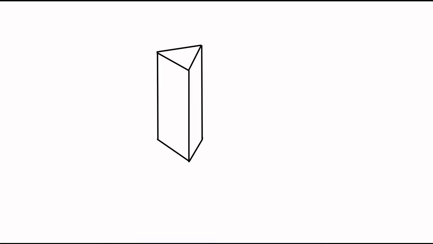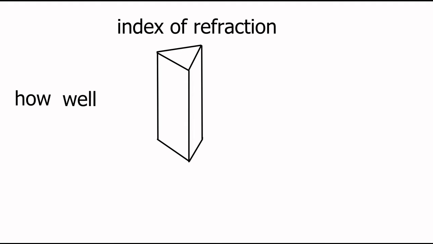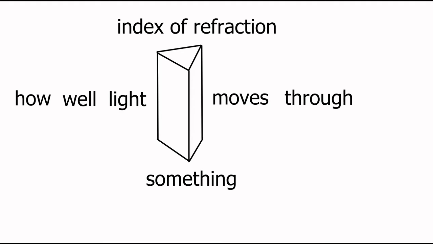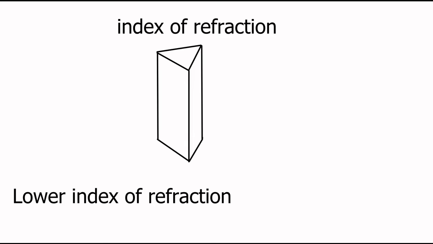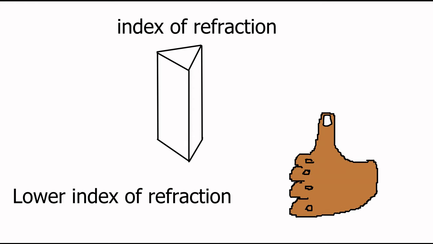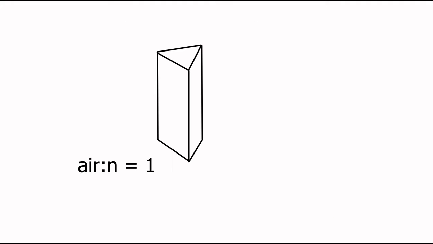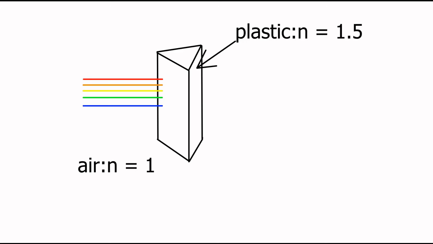So how does a prism break up light? A prism is a piece of plastic that is in the shape of what we call a triangular prism. Now, there's something called the index of refraction, which is essentially a measure of how well light moves through something like air or plastic. The lower the index of refraction, the easier it is for the light to move through it. The index of refraction for air, and consequently vacuum, is 1, but the index of refraction for plastic is actually around 1.5. That means that when light moves from air to the plastic, the light is going to bend.